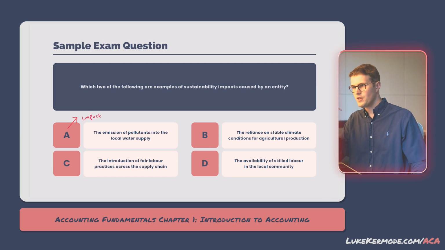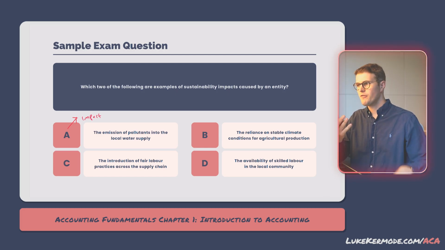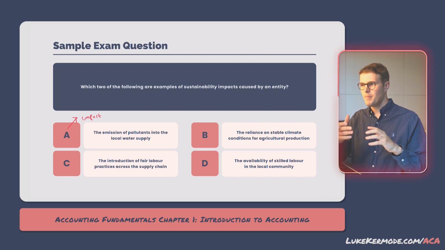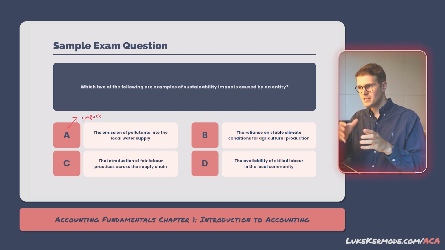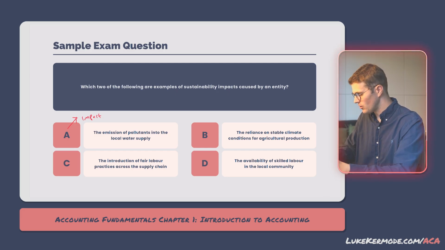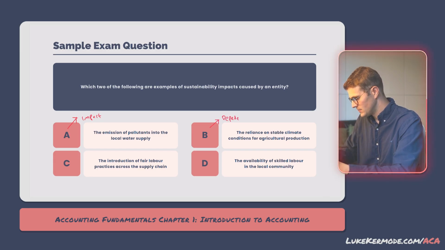Option B, the reliance on stable climate conditions for agricultural production. This sounds important, and it is, but this is more of a dependency. The business depends on external climate stability to function, making it something the business relies on rather than something it causes. So this is definitely a dependency.